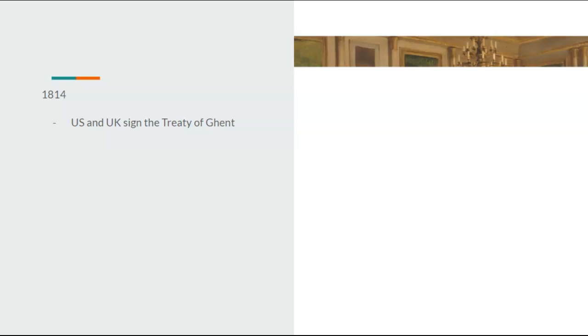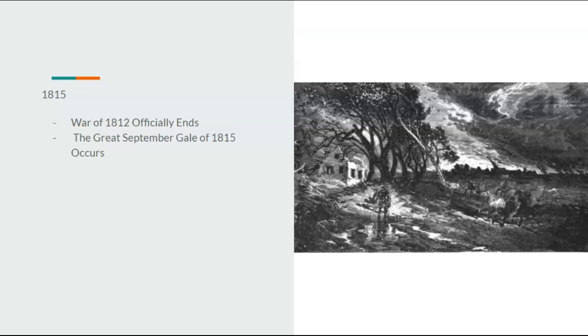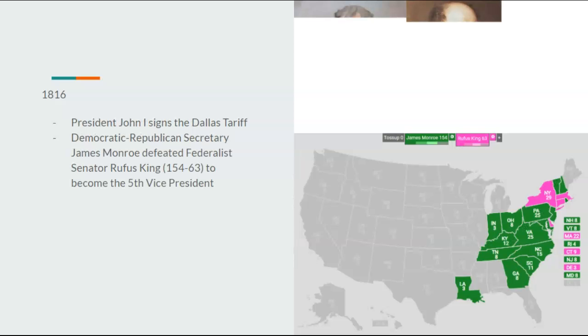In 1814, the U.S. and the U.K. signed the Treaty of Ghent, which is ending the war. However, it officially ends in 1815, because that's when the news gets back to the country. There was also the Great September Gale of 1815, which was the first massive hurricane in New England for 100 years, I think.